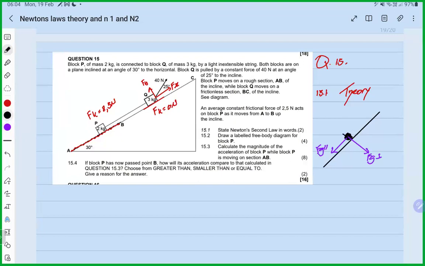Your normal is in line with that. Your tension is going upwards. Badly drawn. And obviously you've got a kinetic frictional force that's going to act downwards.